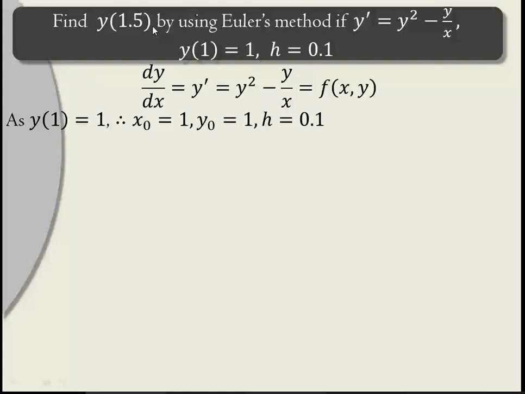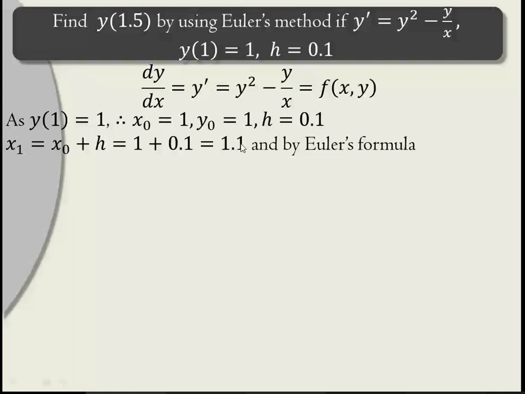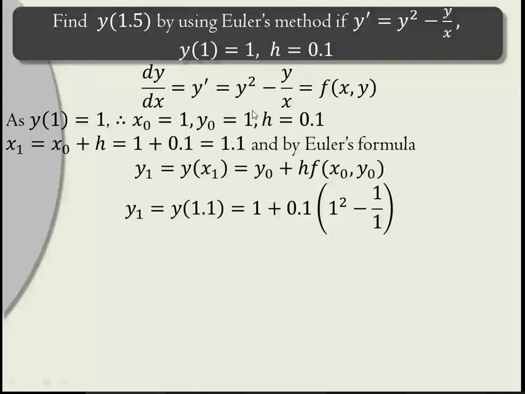So first take x1. x1 will be x naught plus h. x naught is 1, h is 0.1. So it is 1.1. And use Euler's formula. y1 is y naught plus h into f of x naught, y naught. We know y naught is 1, h also we know, x naught and y naught we know. So put it into this function and simplify it. So y1, that is y at 1.1, is 1 plus 0.1 into 1 square minus 1 by 1. This will be 0, 0 into this will be 0, plus 1 will be 1. So y1 is 1. But we want 1.5.